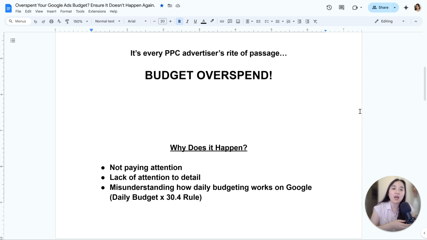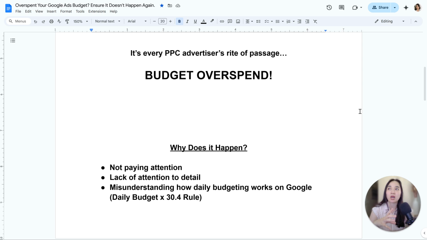Now, when you set up your Google Ads campaign, you are setting a specific budget on the campaign level, and that budget is an average daily budget. It's not a monthly budget. So just keep that in mind when you're setting it up. It's your average daily budget.